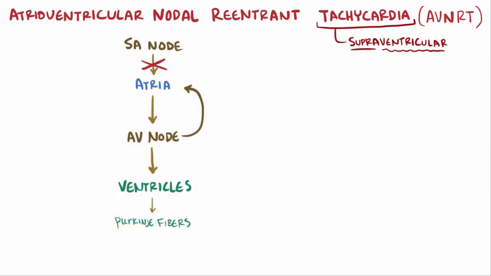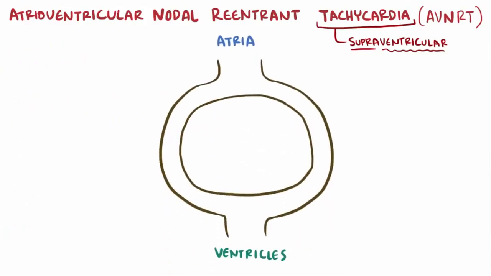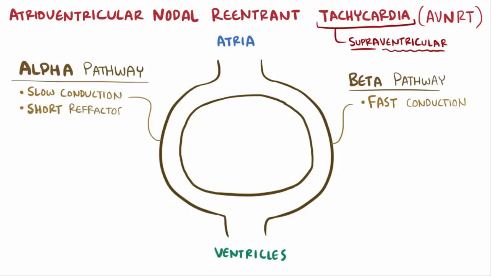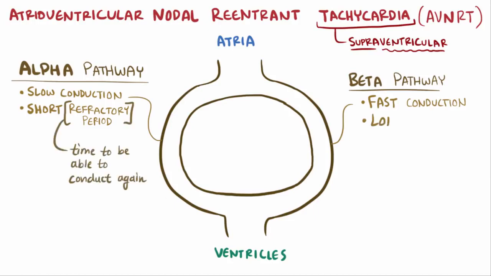Specifically, there are two separate electrical pathways that make up this loop, and one of these pathways has heart tissue that has slow electrical conduction, and is called the alpha pathway, and the other has fast conduction, and it's called the beta pathway. Not only that, though, the alpha pathway has a short refractory period, which is the time it takes to be able to conduct another signal. The beta pathway, on the other hand, has a long refractory period. Once you have all those things, you've got yourself a recipe for AVNRT.